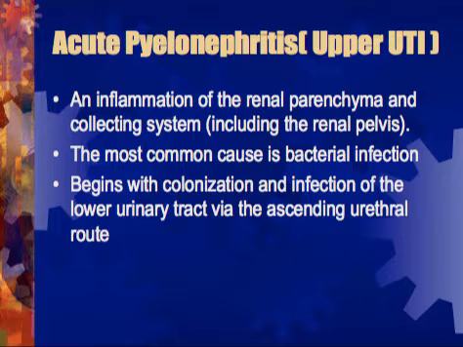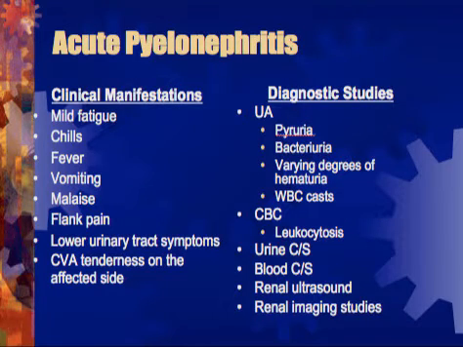This happens sometimes when the patient is having a diagnostic test, a scope of the GU system, or has had a catheter in or something like this. Some of the symptoms: all the lower urinary tract symptoms, plus fatigue, chills, fever, vomiting. Patient may also have tenderness on the CVA on the affected side.